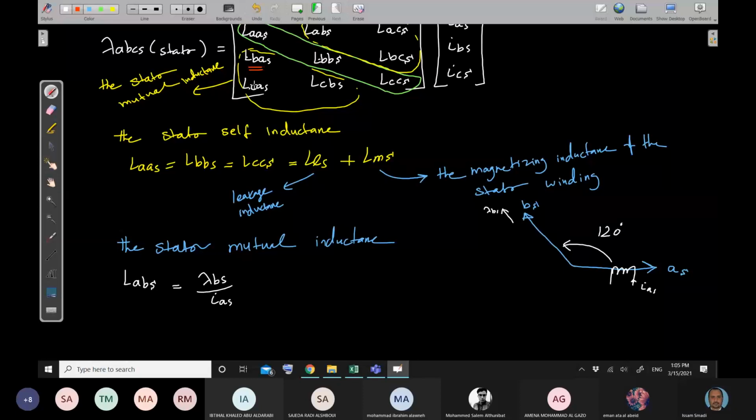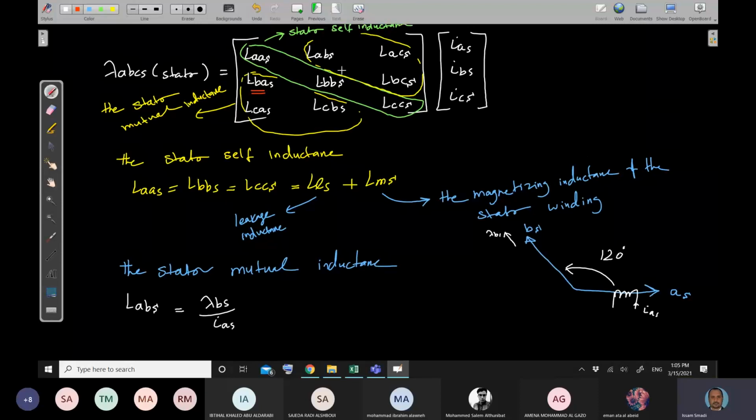Now, here, I'm discussing this one. This one actually, if I'm doing the superposition, is lambda A, which equals LABS due to the IBS. So simply, I'm injecting current where?